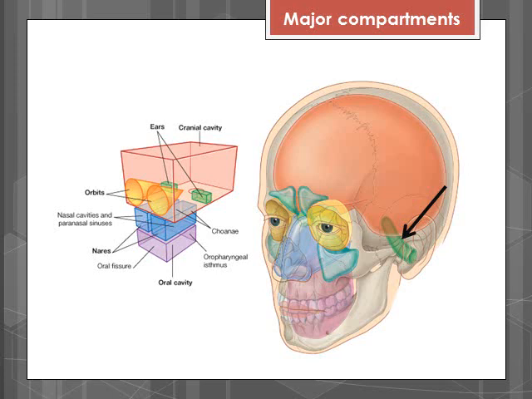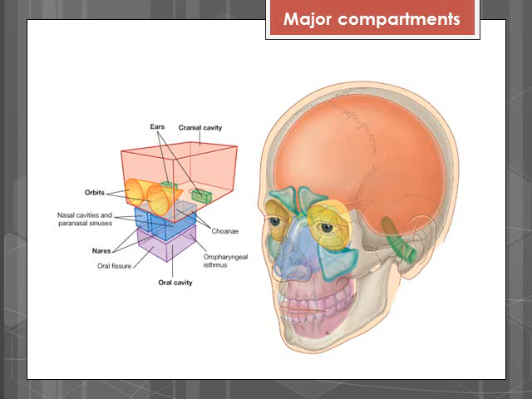The two orbits contain the two eyes. They are cone-shaped chambers that lie immediately inferior to the anterior aspect of the cranial cavity, and the apex of each cone is directed posteromedially, as we see. While the walls of the orbits are formed of bone, the base of each cone of the orbit can be opened or closed by the movement of the eyelid.